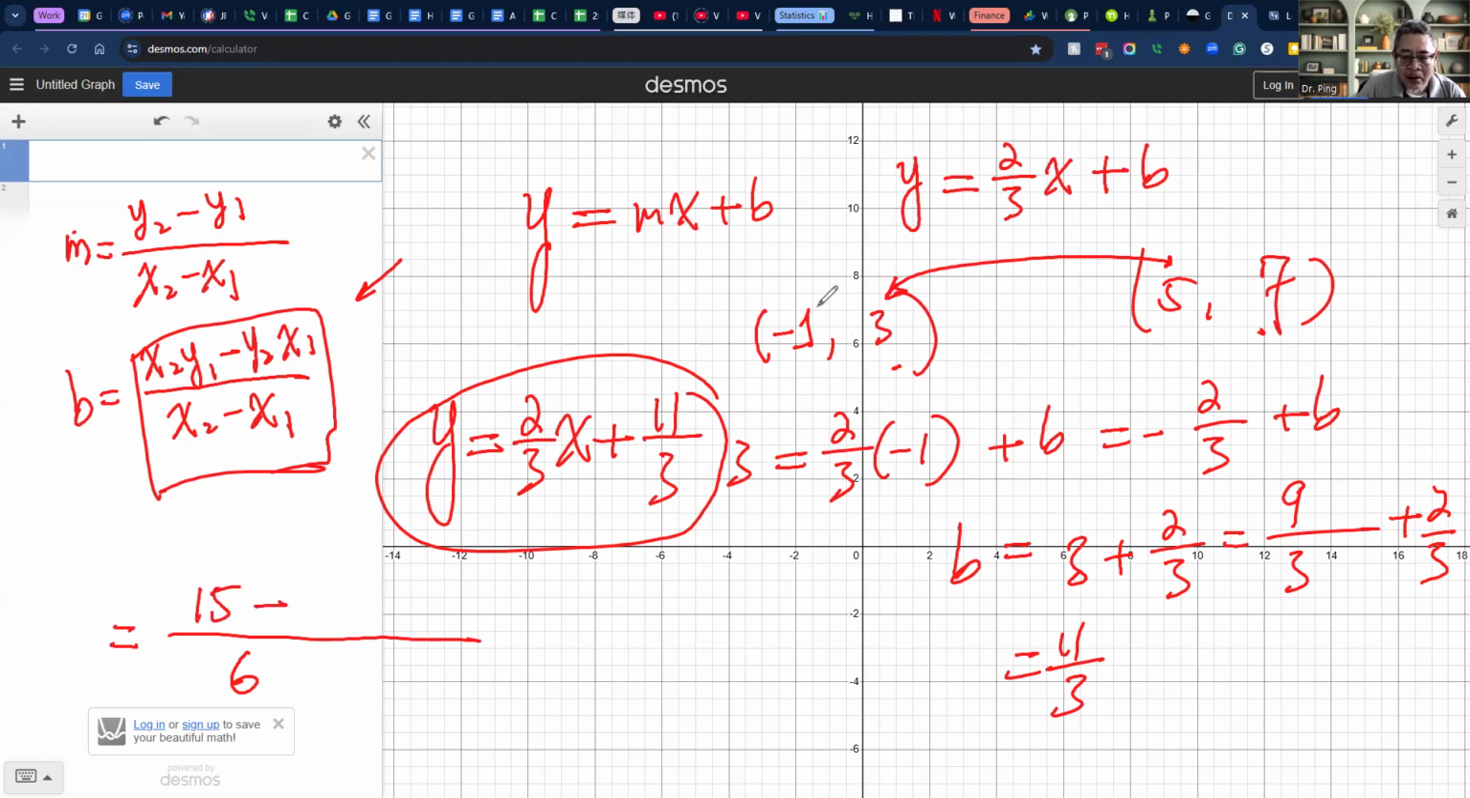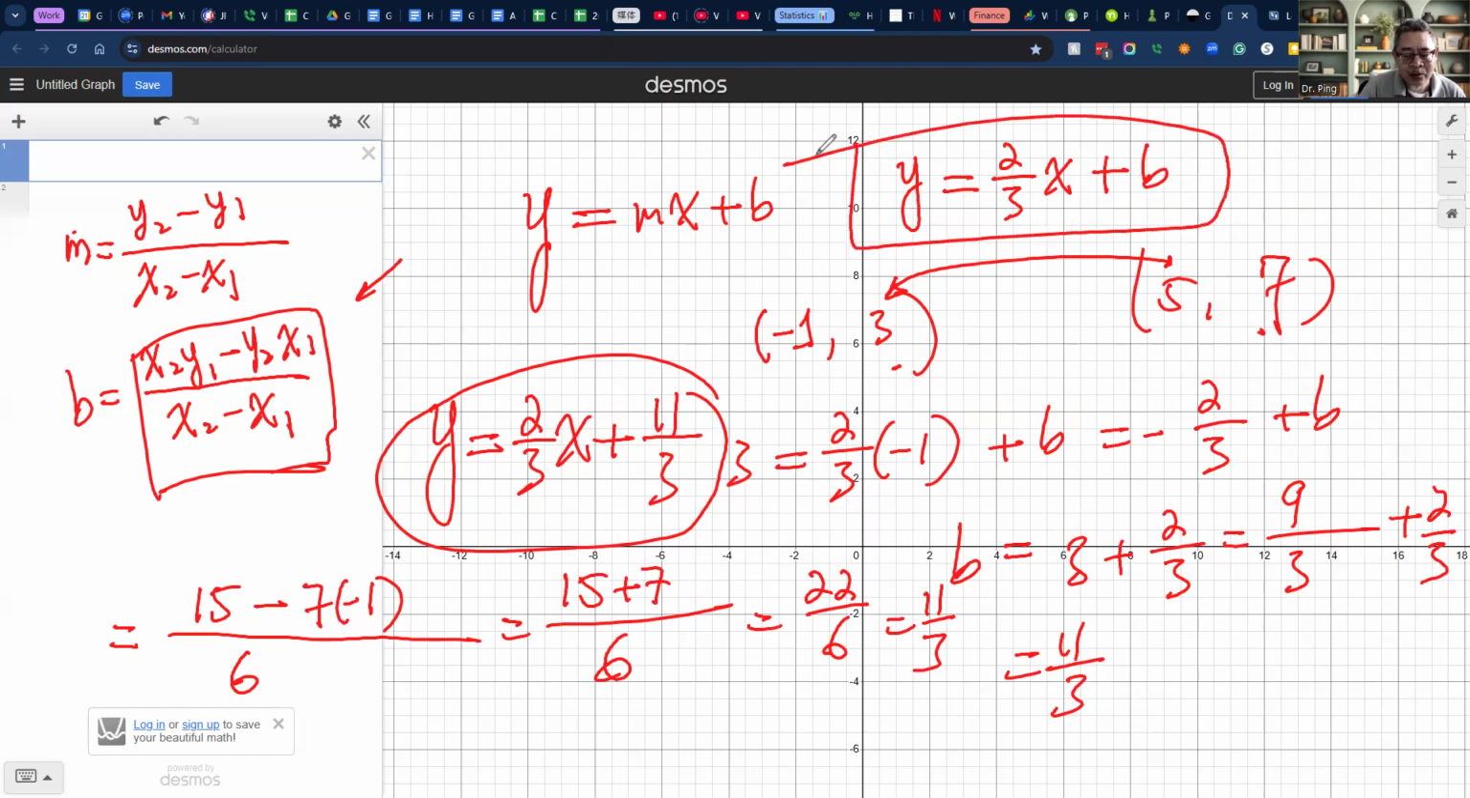Then minus y2 times x1. So 7 minus -1. And that gives us 15 plus 7 over 6. And that is 22 over 6, which gives us 11/3. So you can see that we can also use the formula to find it. If you don't want to use the formula, you can just use what they did earlier, solve a linear equation.